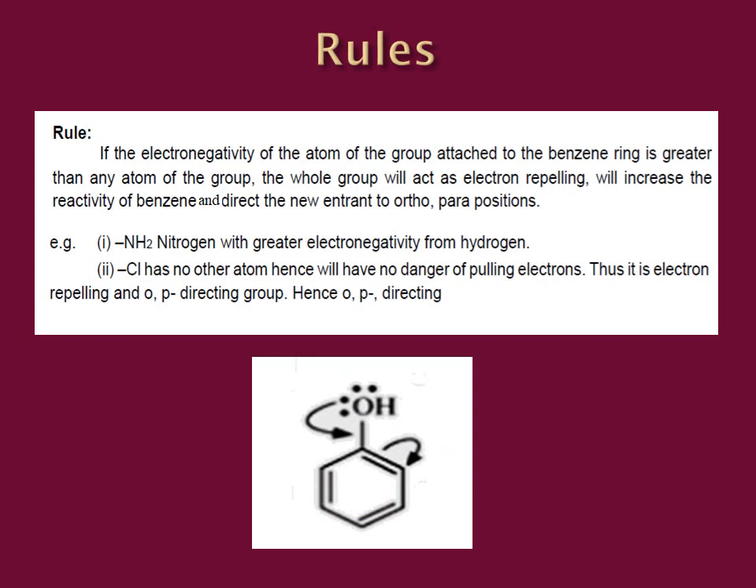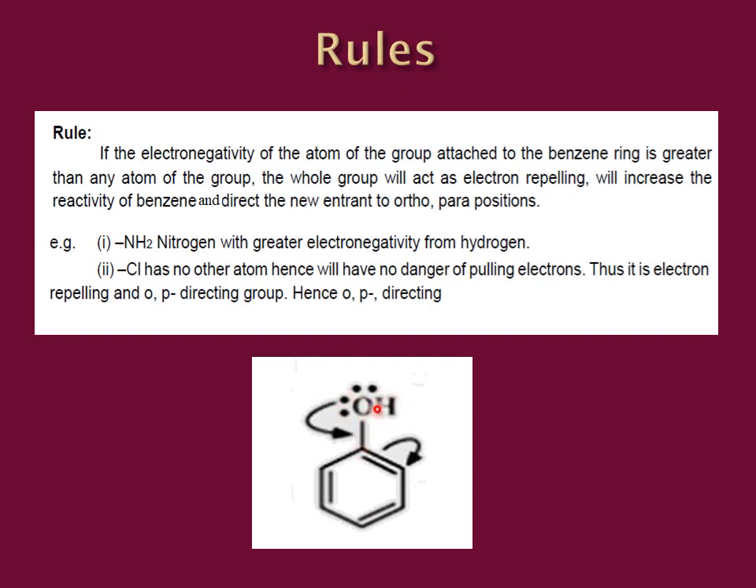This is the benzene ring. The group that is attached is OH. Now, if the electronegativity of the atom, meaning that atom which is directly attached to the carbon of the benzene ring, is greater than any other atom or group of atoms that will be attached to this atom, now the whole group will act as electron repelling, and they are going to repel all the electronic density towards the ring.